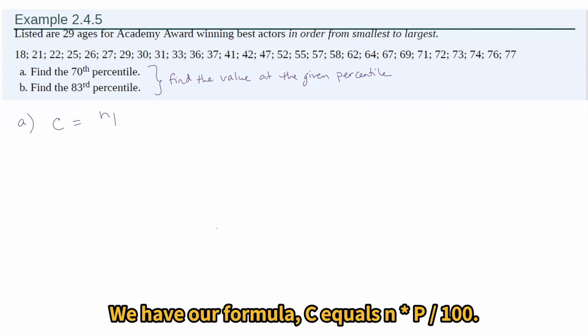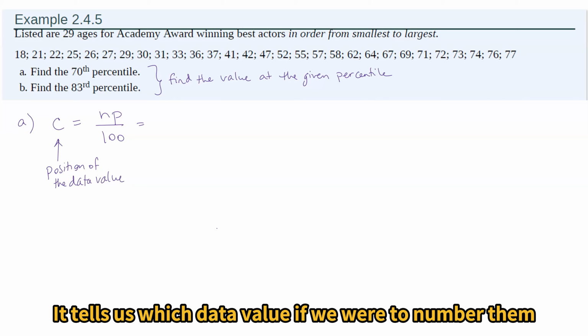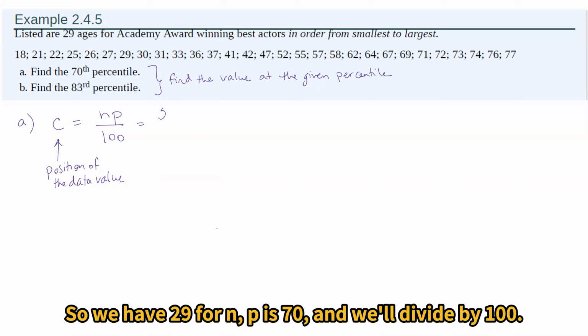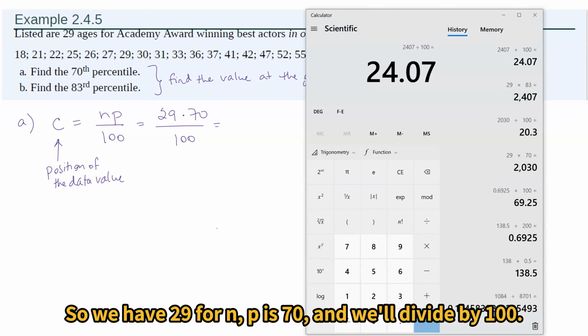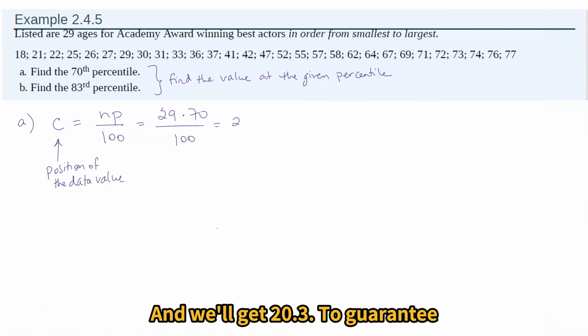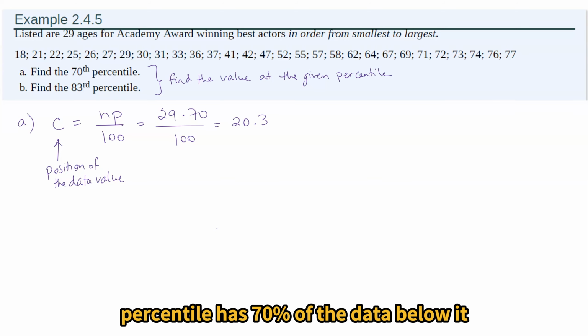We have our formula, C equals N times P divided by 100. C gives us the position of the data value in our set. It tells us which data value, if we were to number them from 1 to 29. So we have 29 for N, P is 70, and we'll divide by 100, and we'll get 20.3.